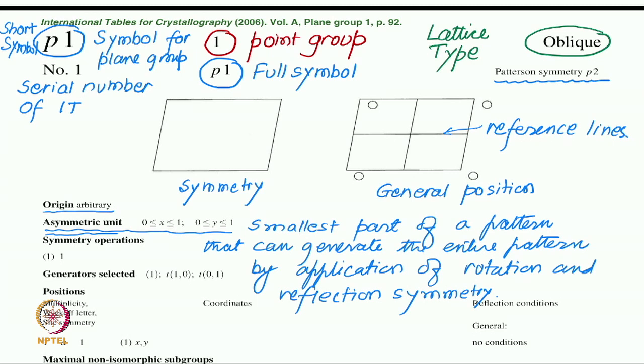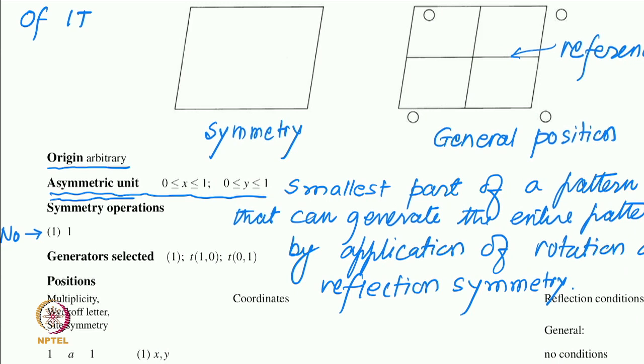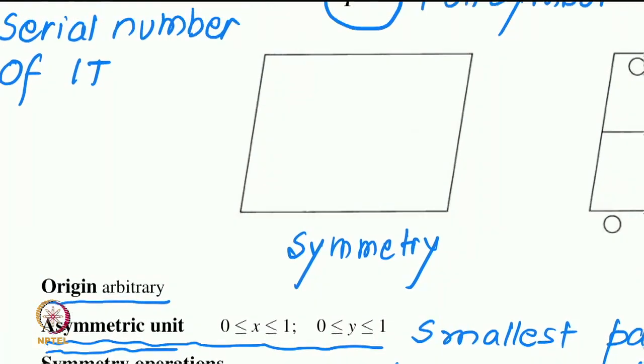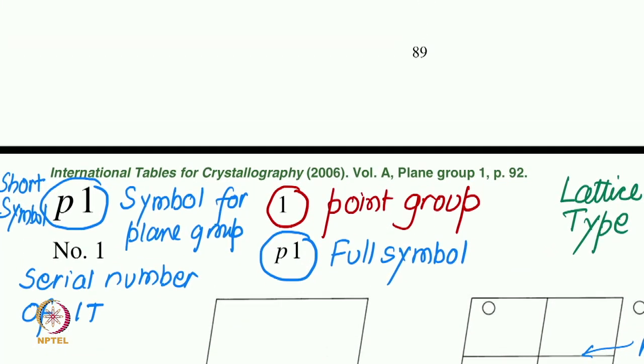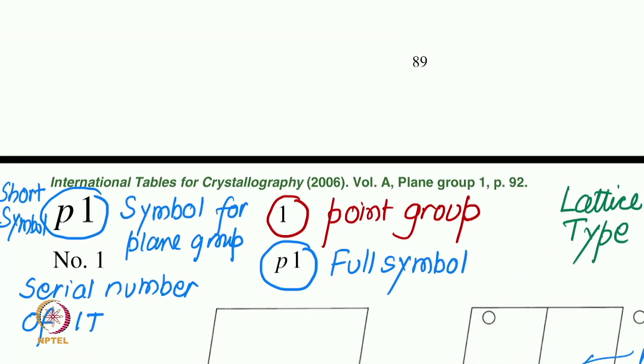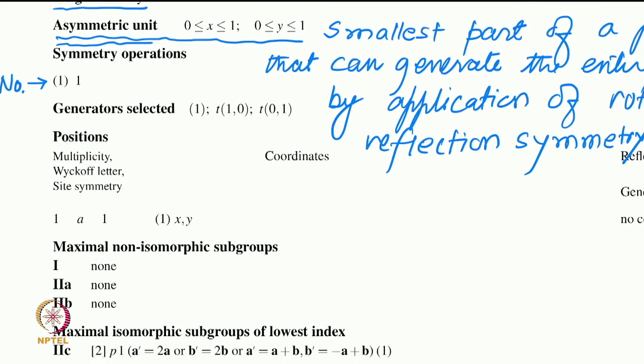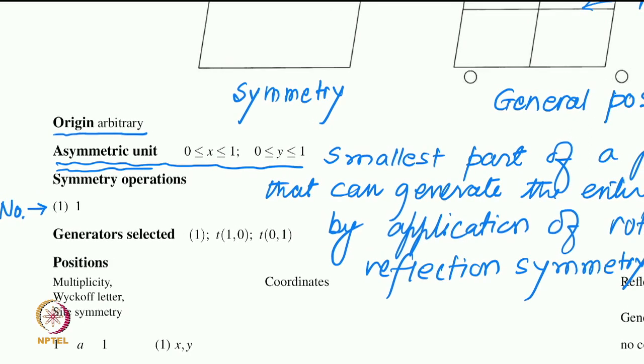Then we have symmetry operation, and again there may be many symmetry operations, so they are numbered. So, the first item 1 here is the number of the symmetry operation. If there were 10 symmetry operations, they would be numbered 1, 2, 3, 4. Here there is only one symmetry, because we have decided that this is a plane group with lowest symmetry, a plane group with point group 1. So, only one fold rotation symmetry is there. There is no two fold, no three fold, no mirror planes, no nothing. So, that means there is only one symmetry operation, and that is the one fold axis. So, that is listed there.